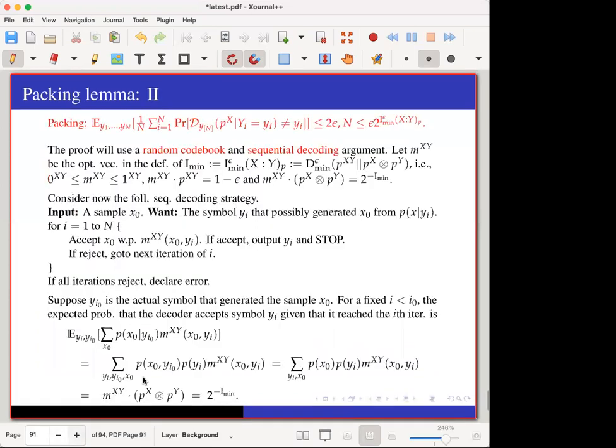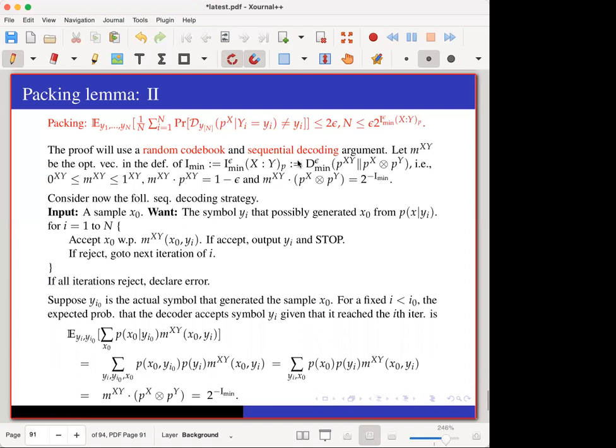Yeah, let's go ahead. Okay, so the proof for the packing lemma. This is just something you're familiar with. The proof uses a random codebook and a sequential decoding algorithm. We already saw this argument at a high level when we recapitulated Shannon's proof of the noisy channel coding theorem in the asymptotic IID setting.